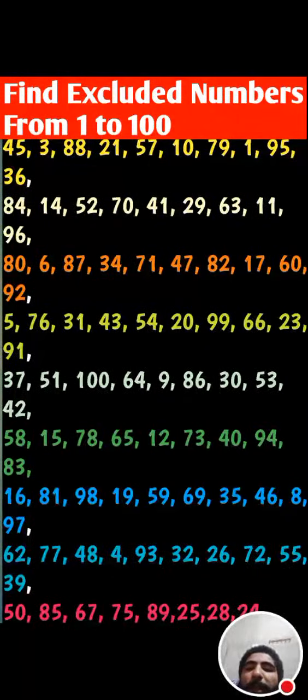There is 99. 99 is also presented from the seventh row from the top, seventh position. 100 is also presented. Ninth row from the top, third position is 100.